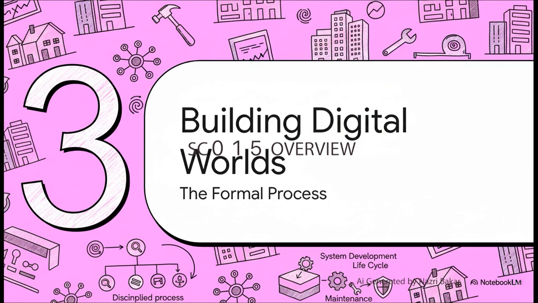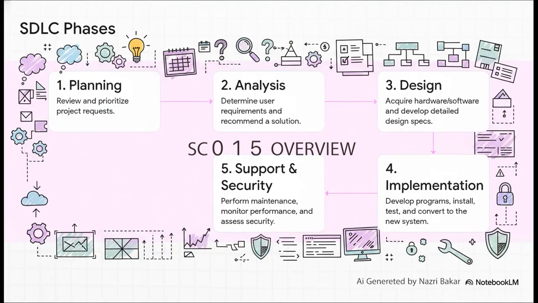So, we have our materials, we've got our global network, but you can't just start throwing digital bricks around, right? A good architect needs a plan, a blueprint. And in computer science, that formal process for building things is called the System Development Lifecycle. And this System Development Lifecycle, or SDLC for short, it's a really structured 5-step process.